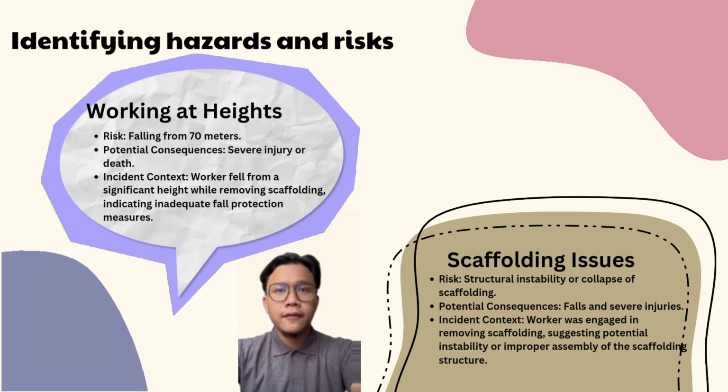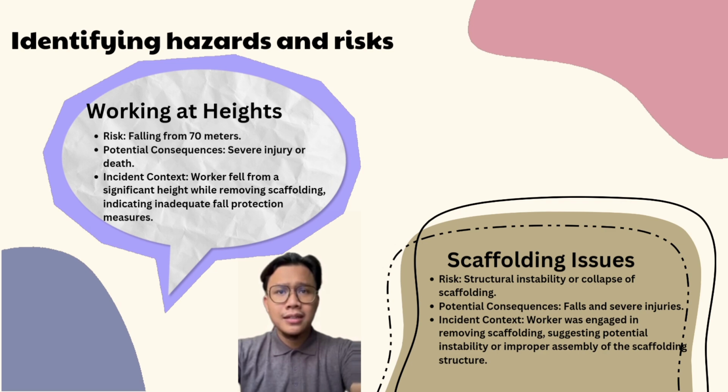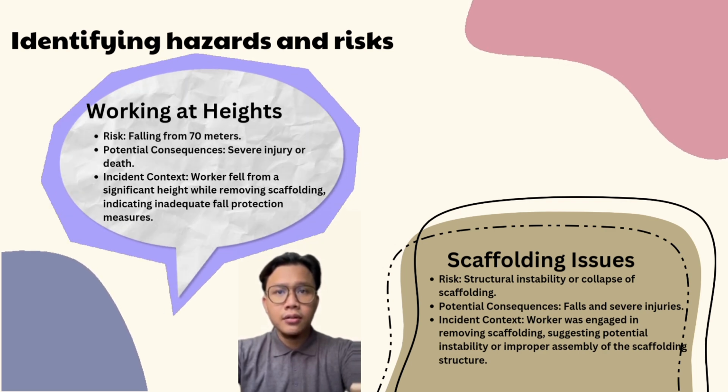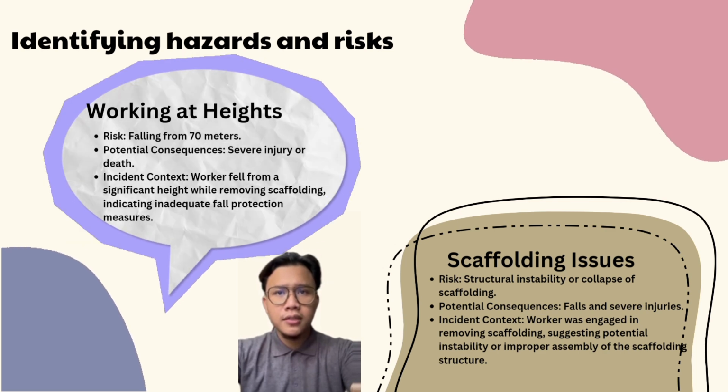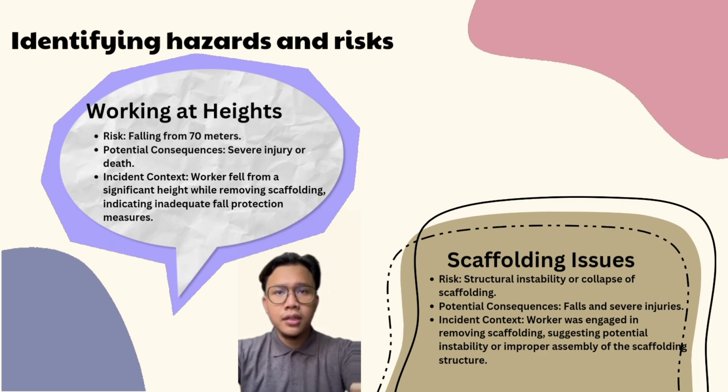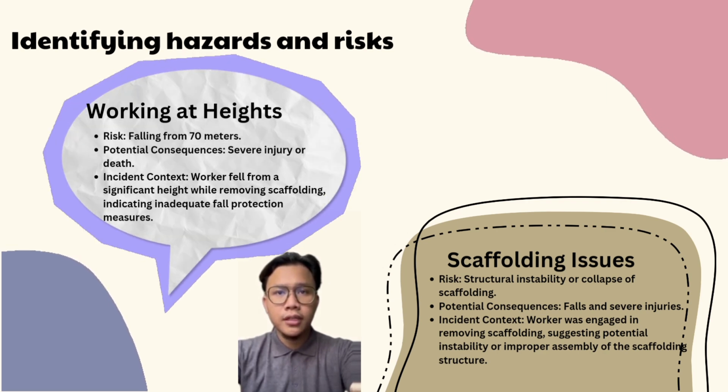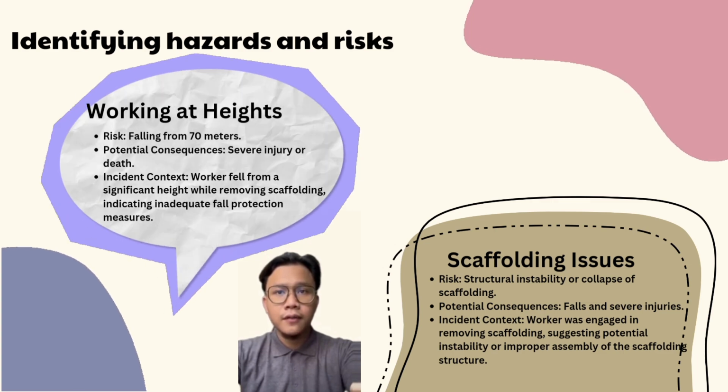Next, scaffolding issues. The risk of the incident is structural instability or collapse of scaffolding. The potential consequences are falls and severe injuries. Incident context: the worker was engaged in removing scaffolding, suggesting potential instability or improper assembly of the scaffolding structure.